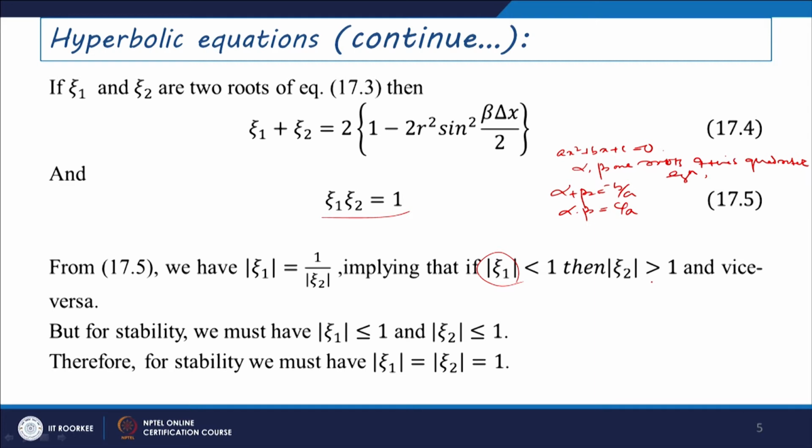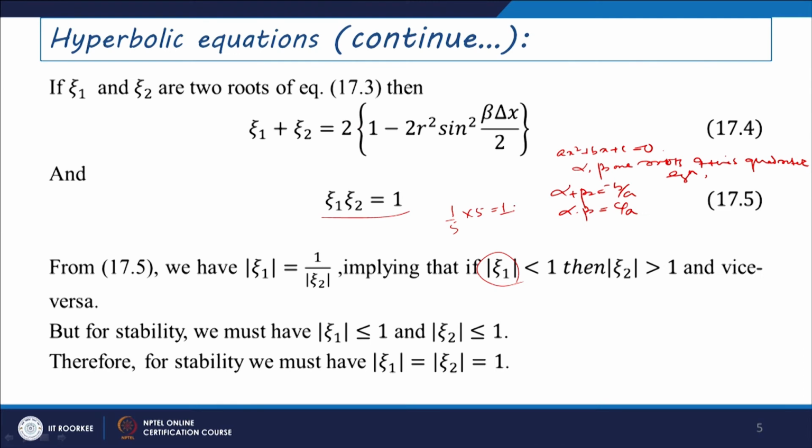If you take it in that form, this means that 1 by 5 into 5 should be 1 there. So, that is why if one is less than 1, then the other should be greater than 1, then we can obtain this relationship and vice versa.